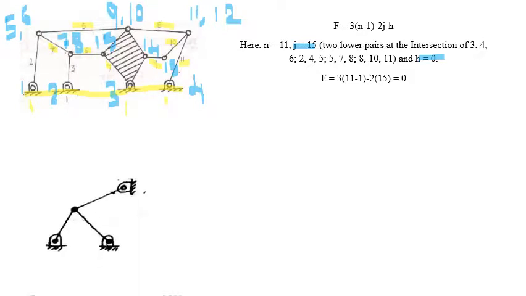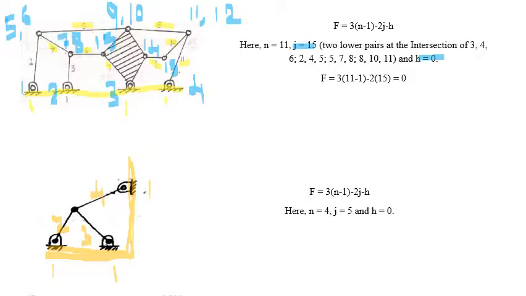So this is the next problem or next case. In this case, first we have to count the number of links. Always this frame is link number 1. This is link number 1. Next, this is link number 2, link number 3, link number 4. So we have 4 links.